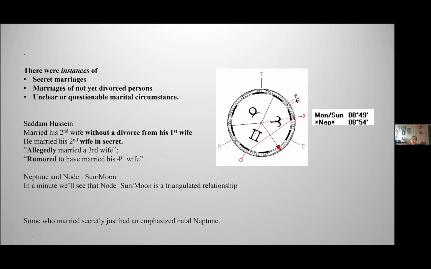Now, you'll notice here that the node was awfully close to the Sun Moon midpoint, and in about 3 or 4 more slides, we're going to be talking about that node on the Sun Moon midpoint because it's a triangulated relationship. Now, some people who secretly married did not have Neptune on the Sun Moon midpoint. They just had a big emphasized Neptune.